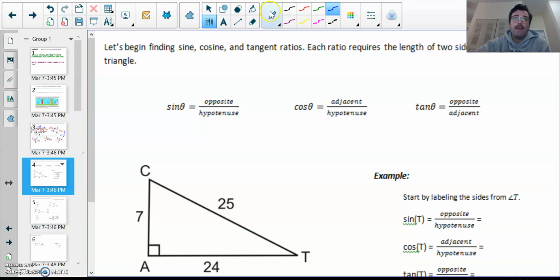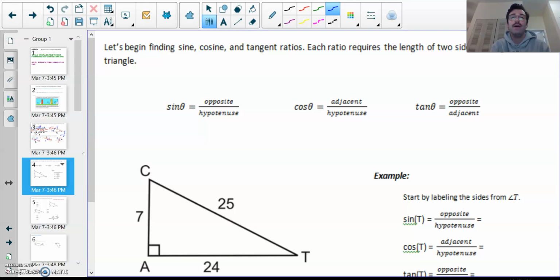So let's begin to talk about sine, cosine, and tangent. Each ratio requires the lengths of two sides of a right triangle. So these are the three main ratios. Each of these ratios also has a reciprocal ratio. There are 6 total trig ratios, but we're only going to talk about 3. You'll learn about the other 3 later on in your mathematics careers.